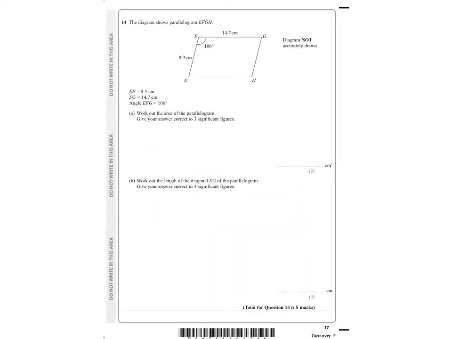Okay, question 14. The diagram shows a parallelogram EFGH. EF equals 9.3, FG equals 14.7, angle EFG equals 106 degrees. Work out the area of the parallelogram. Give your answer correct to 3 significant figures. Oh, right, well, this is lovely, isn't it? Because if we have a look, we know a parallelogram we can split up like this.